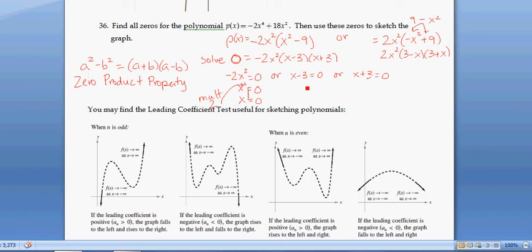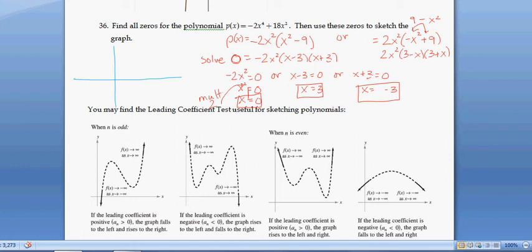Over here, adding 3 to both sides, I get x equals positive 3, and subtracting 3 from both sides here, I get x equals negative 3. So I have 1 root, 2 roots, 3 roots, this one with multiplicity 2 and the other two with multiplicity 1. So what would this look like?